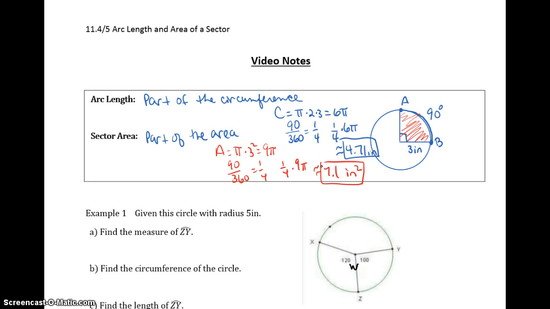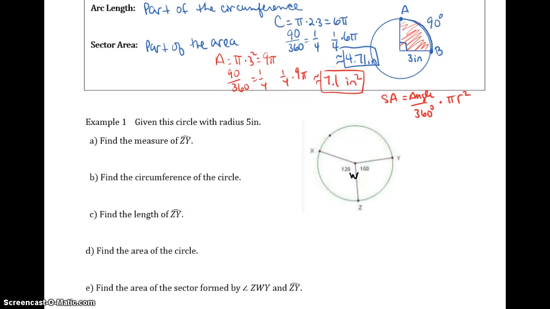So for a formula, the arc length is the angle divided by 360 degrees. And that's the angle of the section that you're looking at, times pi times 2r. Now you know circumference, you can also write pi times diameter. That would be okay too. And that's for the arc length. Now for the sector area, it's the same idea. It's angle out of 360 degrees times pi r squared. So it's just a portion of the area.